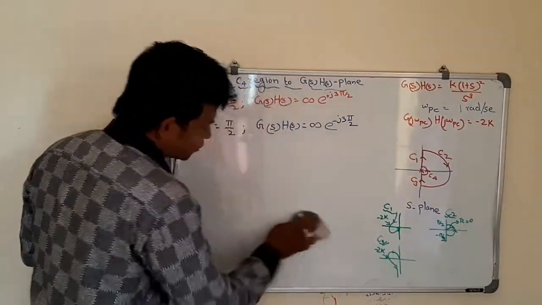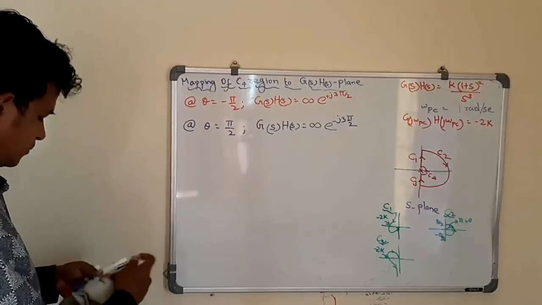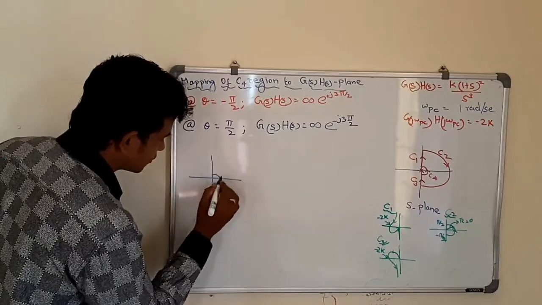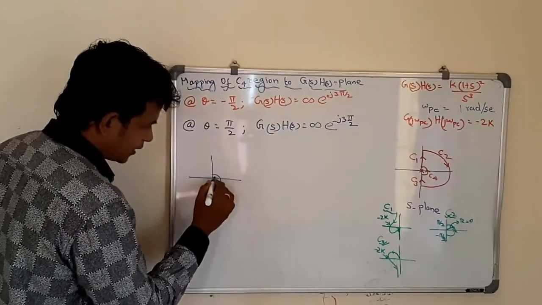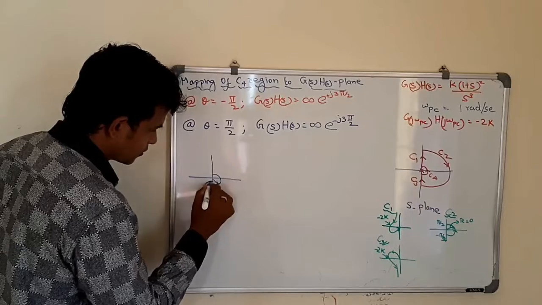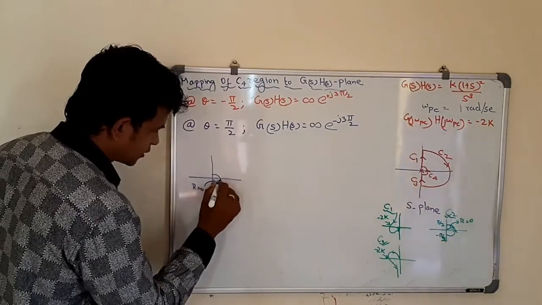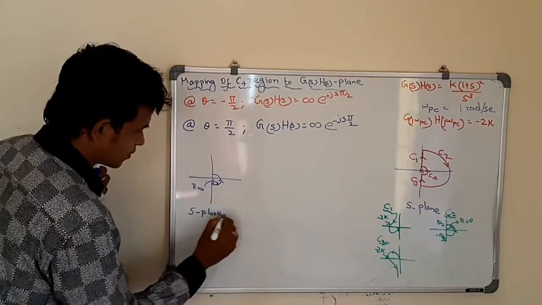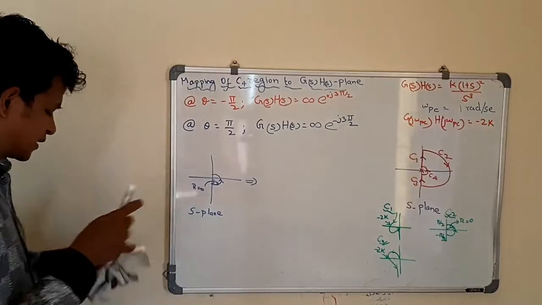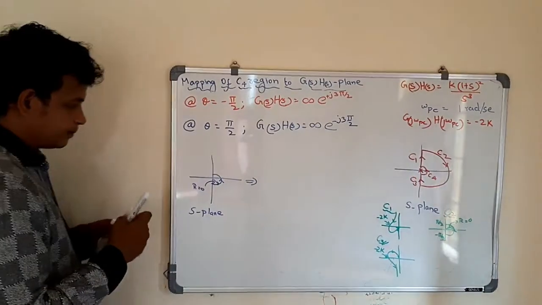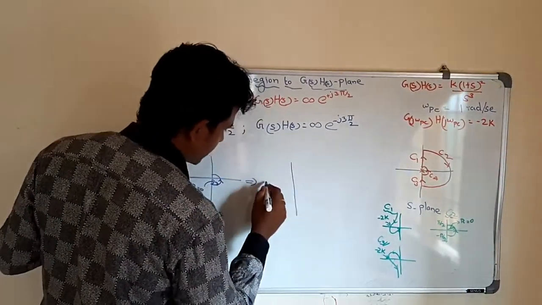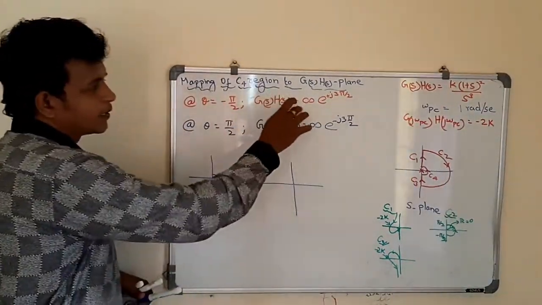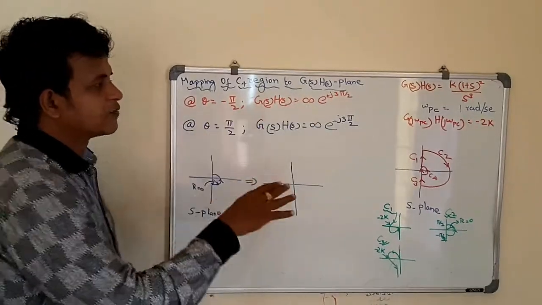Now we are going to map it. In the S plane we have the contour like this. For region C4, the radius is 0, and it is going in this direction from minus pi by 2 to plus pi by 2. It is in the S plane. I am going to map it to the GsHs plane. In the GsHs plane, this is the imaginary axis, this is the real axis. We have got the arc, and the radius of the arc is infinity. It is varying from plus 3 pi by 2. I have to find plus 3 pi by 2.